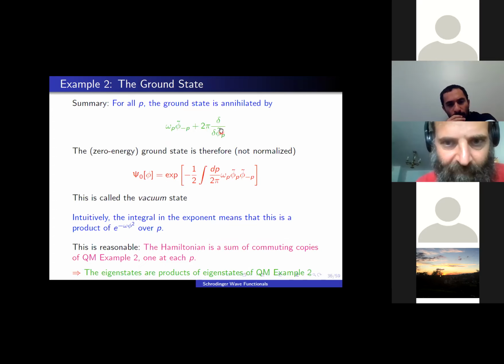So this is what's called the vacuum state of the quantum harmonic oscillator. It's, as we just heard, intuitively just a product of the ground states of all the infinite number of P's. And that makes sense because the Hamiltonian is just a sum of commuting Hamiltonians, whose eigenvectors are just products of the answers back there. Okay, so any questions about the solution?